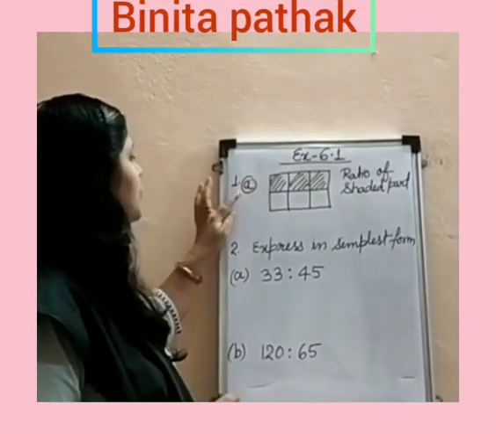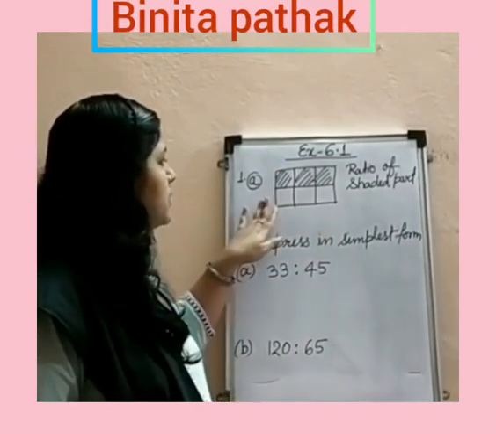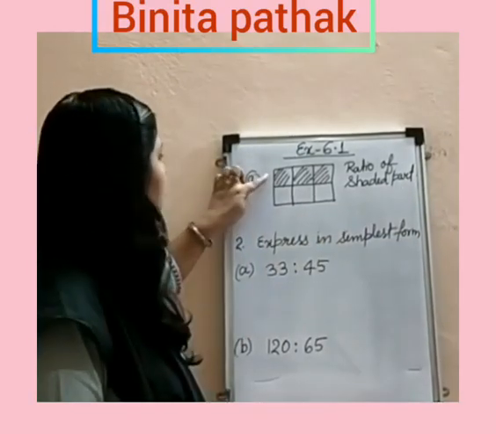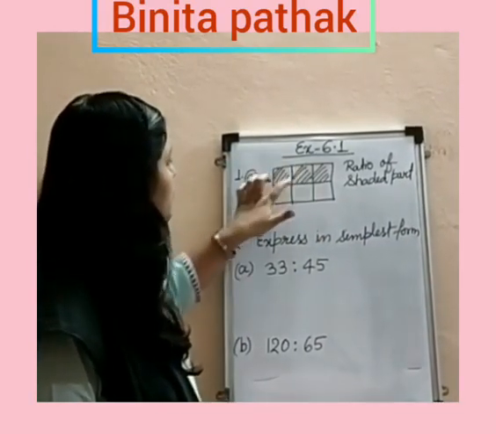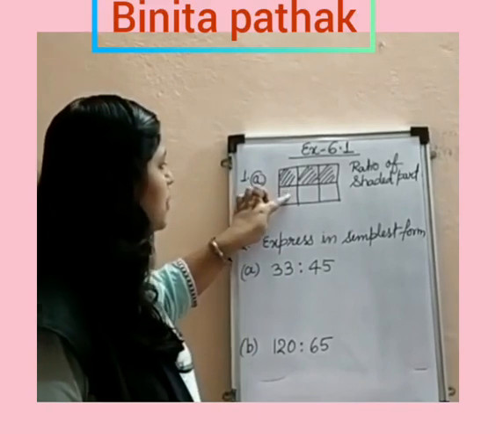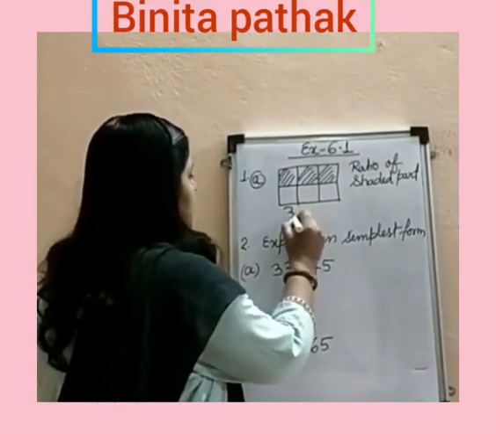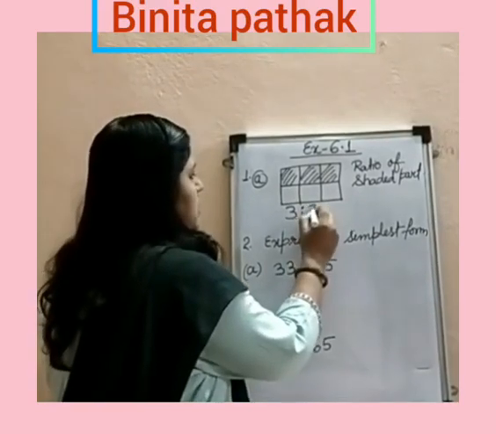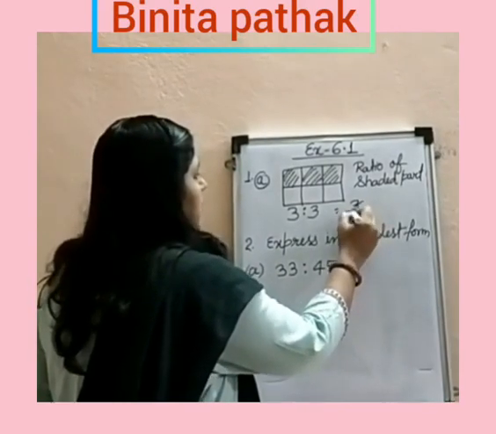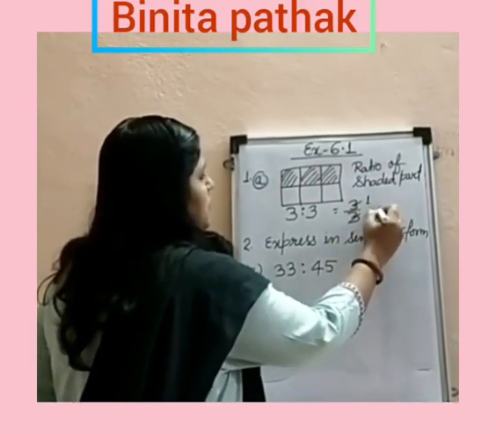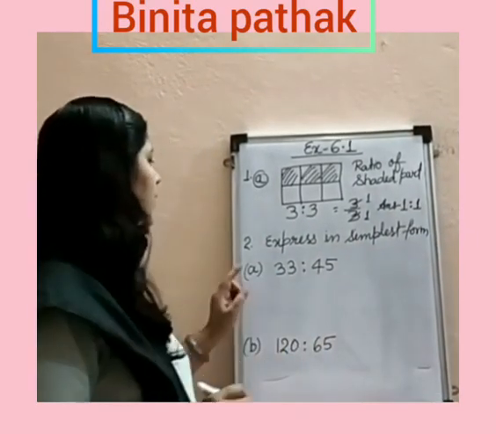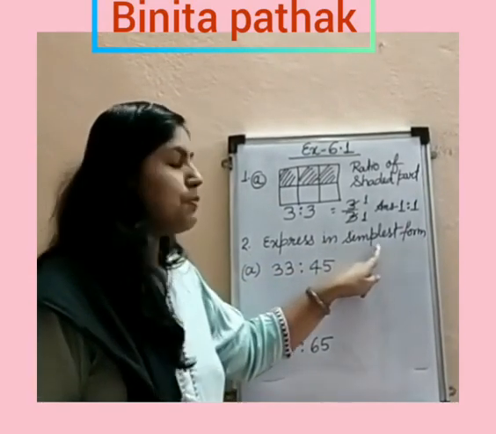Exercise 6.1, question number 1 A. This figure is given in your book and we need to write the ratio of shaded part. How many parts are shaded here? The total parts are 1, 2, 3, 4, 5, 6. The shaded part is 1, 2, 3 and non-shaded part is 1, 2, 3. So ratio equals to 3 is the shaded part and 3 is the white part. 3 is to 3. It means 3 upon 3. Cancel it by 1. So answer is 1 is to 1.